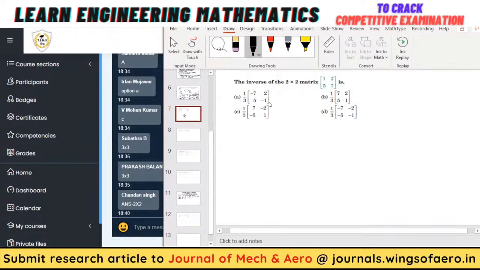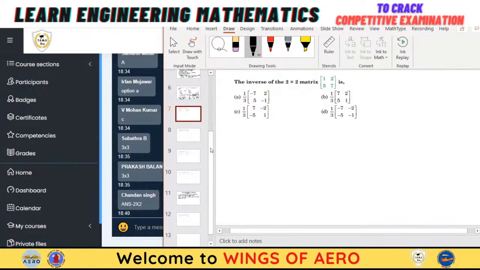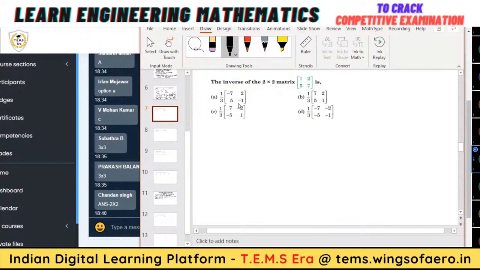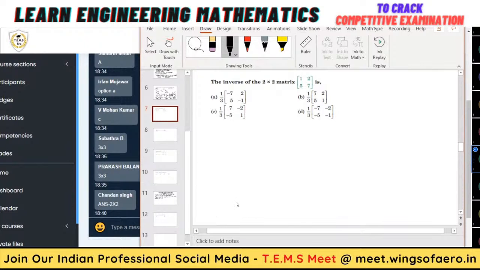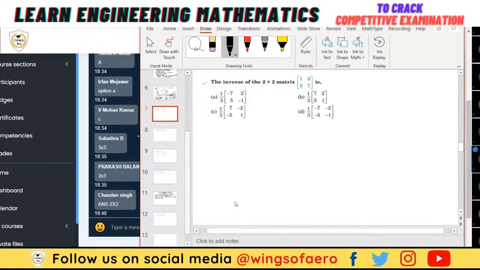This is very easy. The inverse of the 2 cross 2 matrix. I think all of you know what the inverse of a matrix is, that is how to find the inverse of a matrix. If anyone has any query about inverse, then I will explain how to find the inverse. If everyone knows what inverse is, then please solve this question. The inverse of the 2 cross 2 matrix, which one is this?